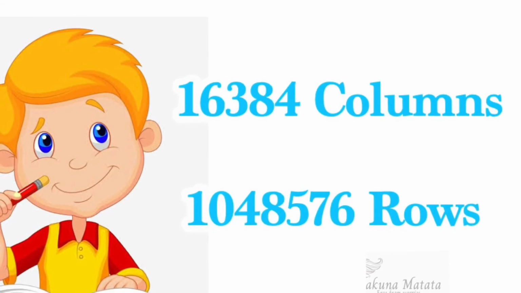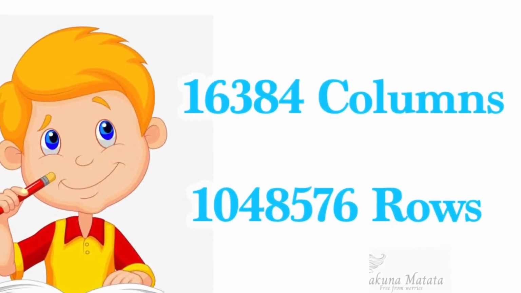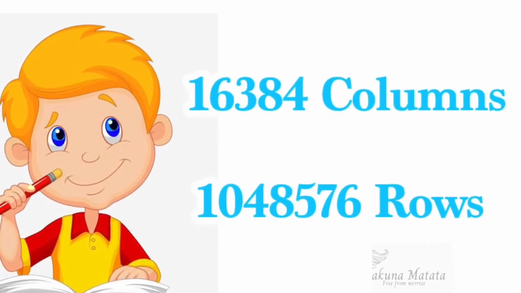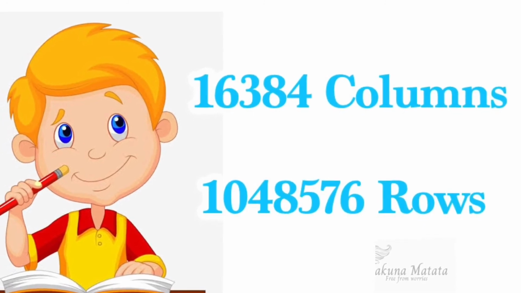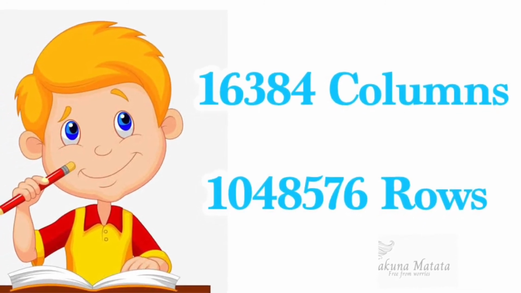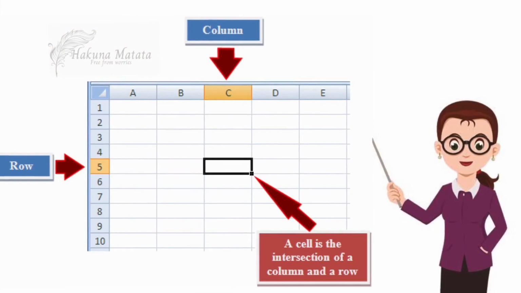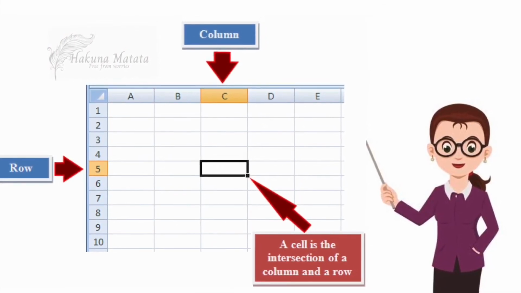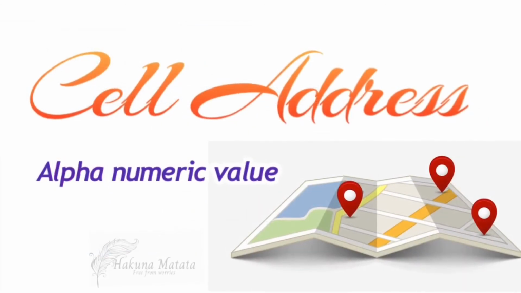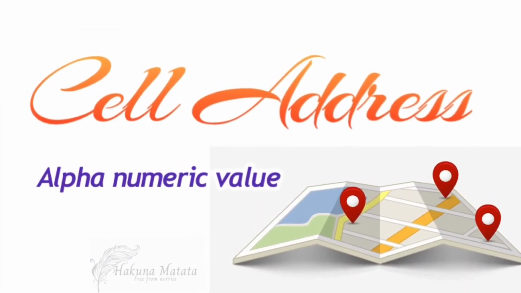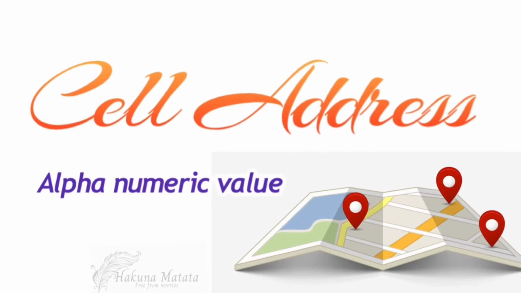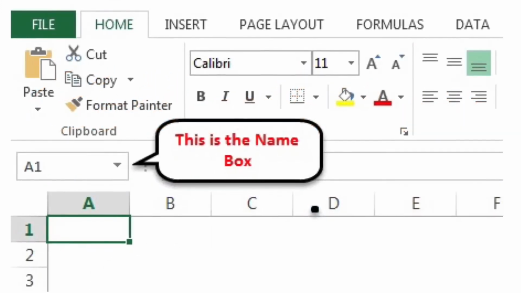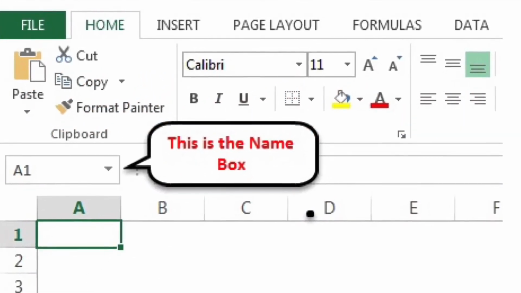There are 1,048,576 rows and 16,384 columns. The intersection of a row and a column is called a cell. Each cell has a unique address consisting of a column letter and a row number. The cell address is displayed in the name box.